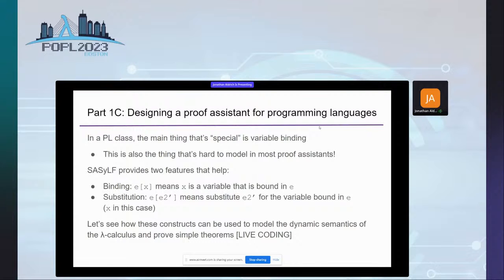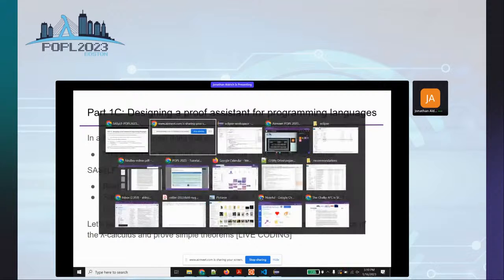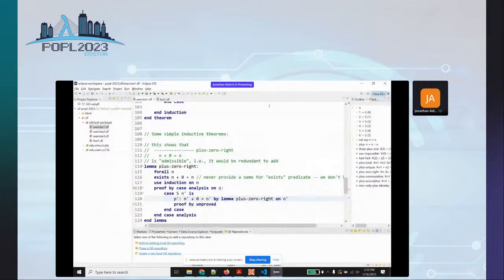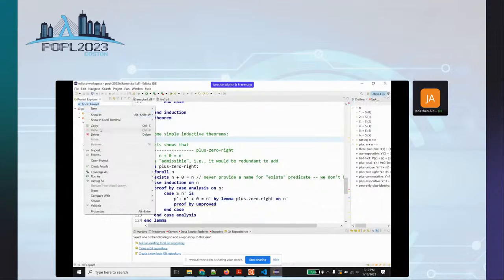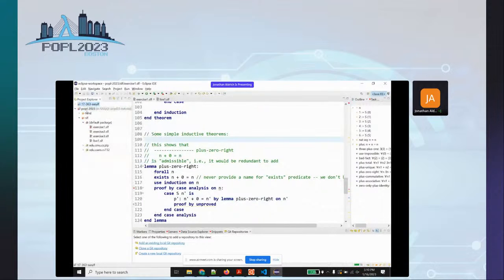Okay, so let's go here. Yeah, actually, I have this other. Can I open both of these at the same time? I think I can. As long as Eclipse can figure it out. There it is.